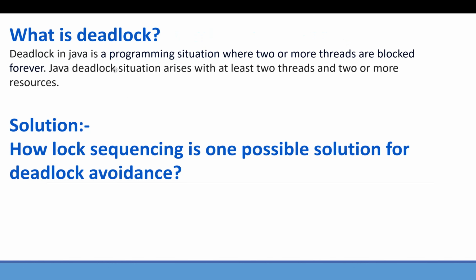The next section will cover deadlock. What is deadlock? Here you can read: deadlock in Java is a programming situation where two or more threads are blocked forever. A Java deadlock situation arises with at least two threads and two or more resources. We'll create the deadlock situation first, and after that we will see the best solution: how we can avoid the deadlock by using the sequencing locking mechanism.